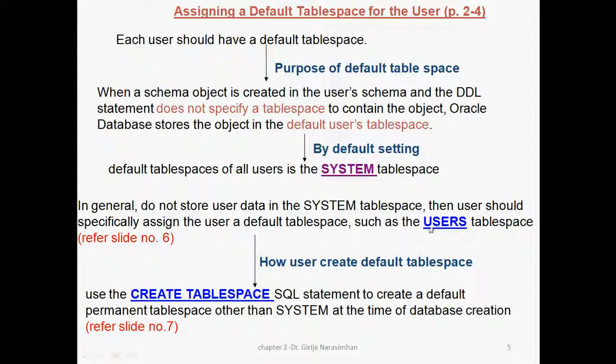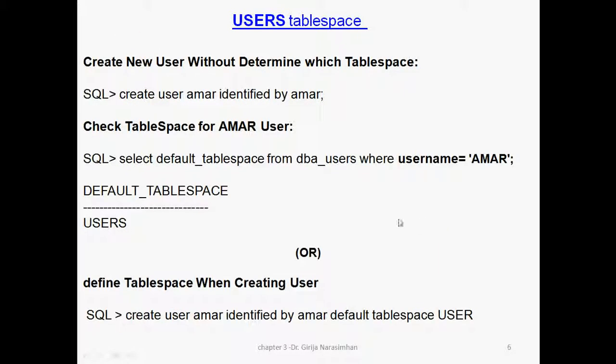Next slide, we can see how to create a user default table space. Create user Amar identified by Amar. I am not mentioning any table space. If I am not mentioning any table space, automatically what will it create? Users. The default table space is users. So select default table space from DBA users where username is Amar. What is assigned? Users. So whether you assign or not, by default it will take users.